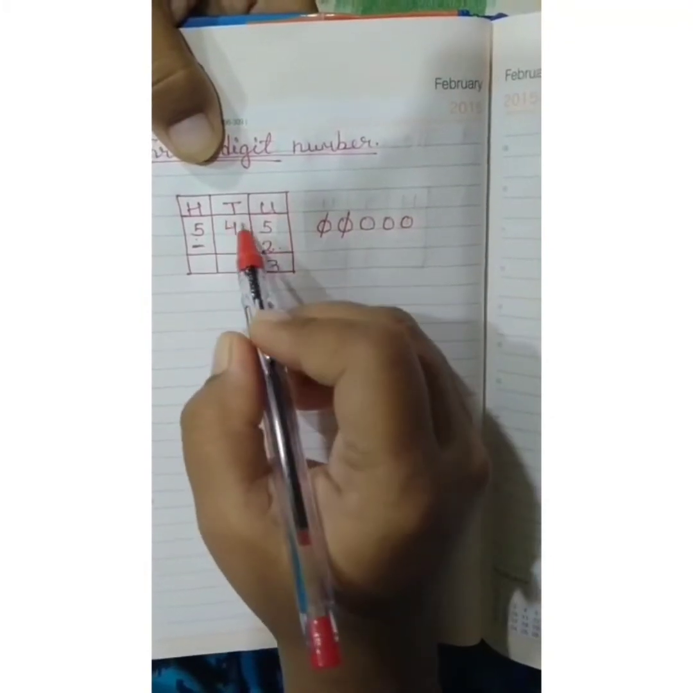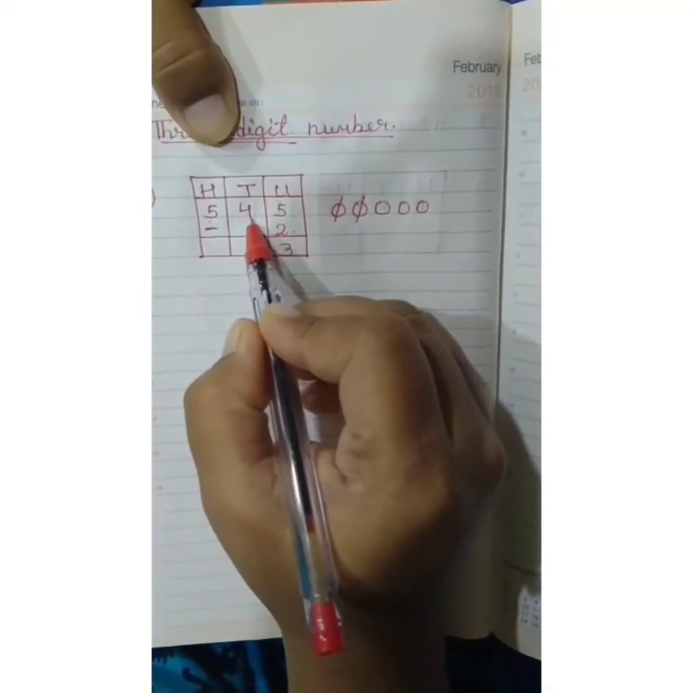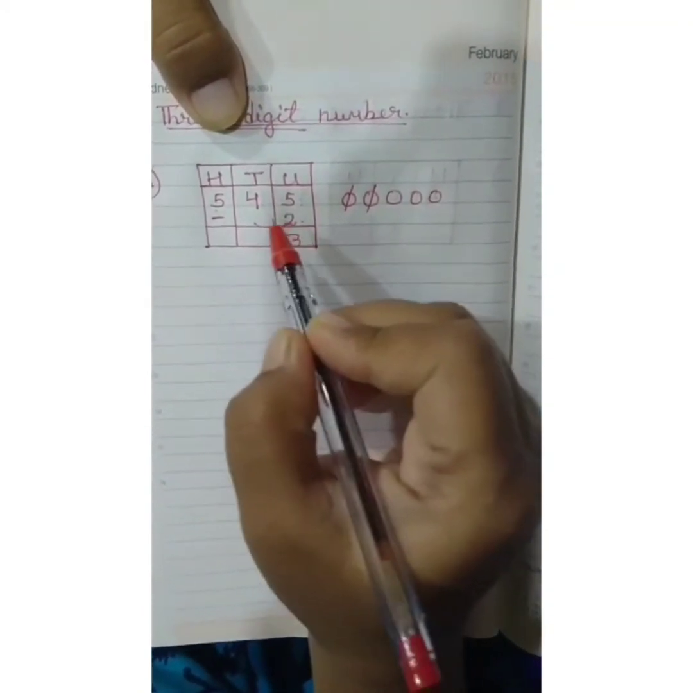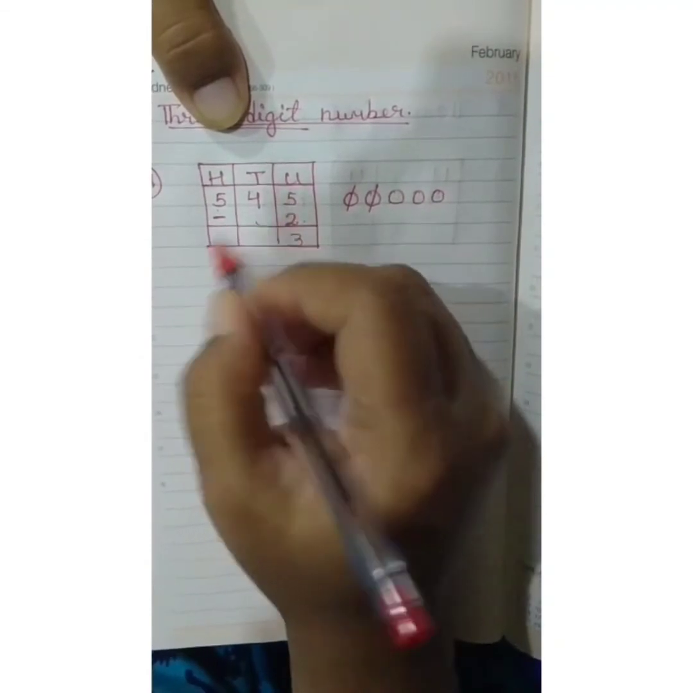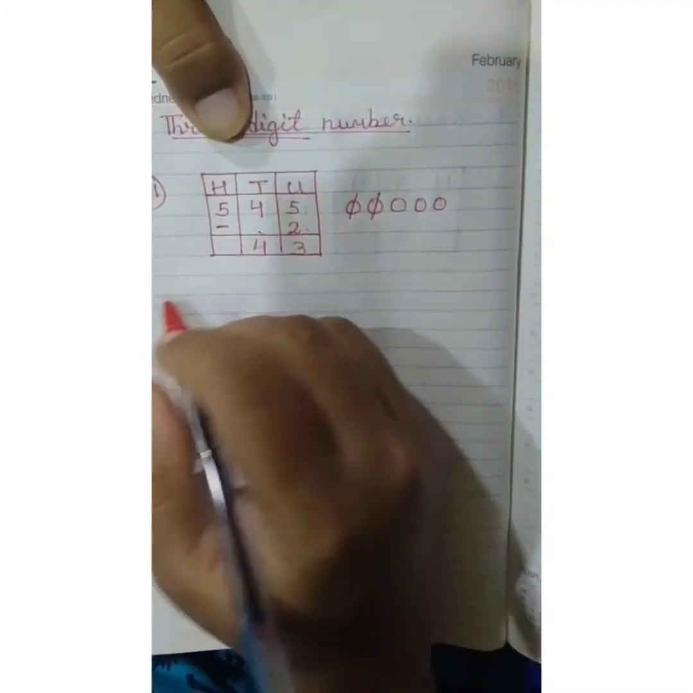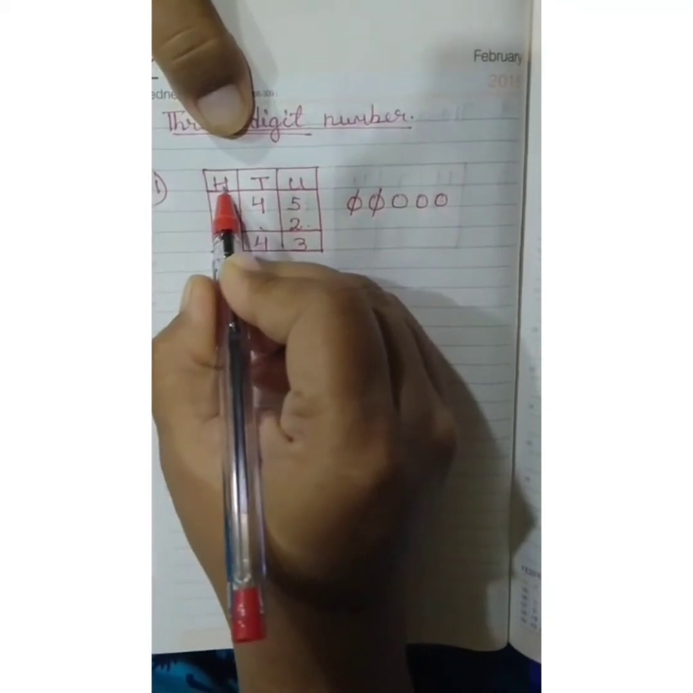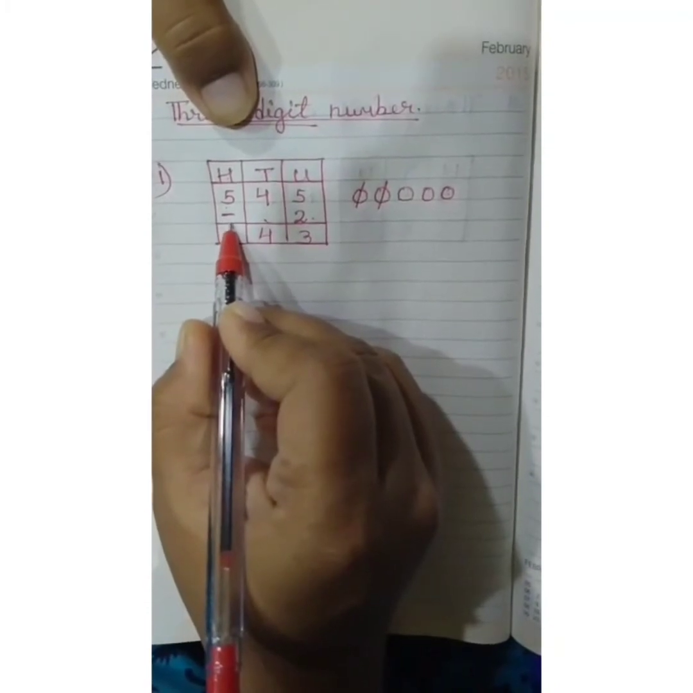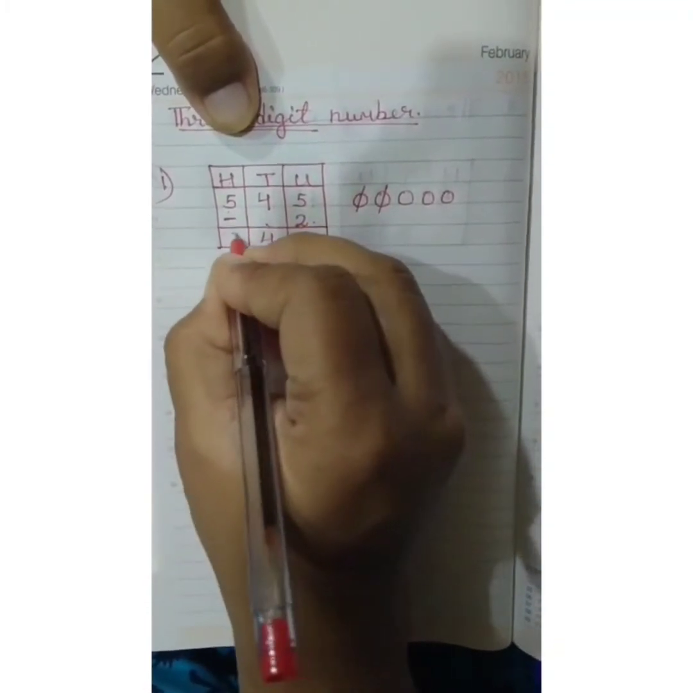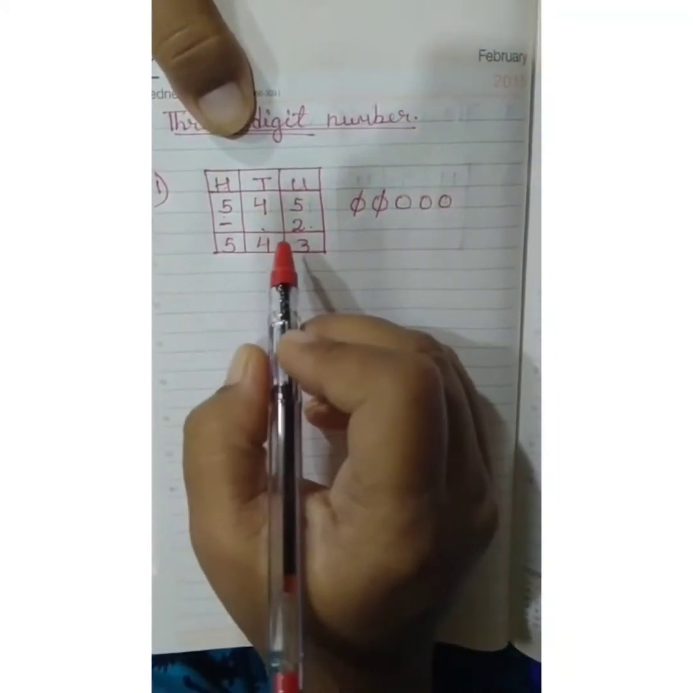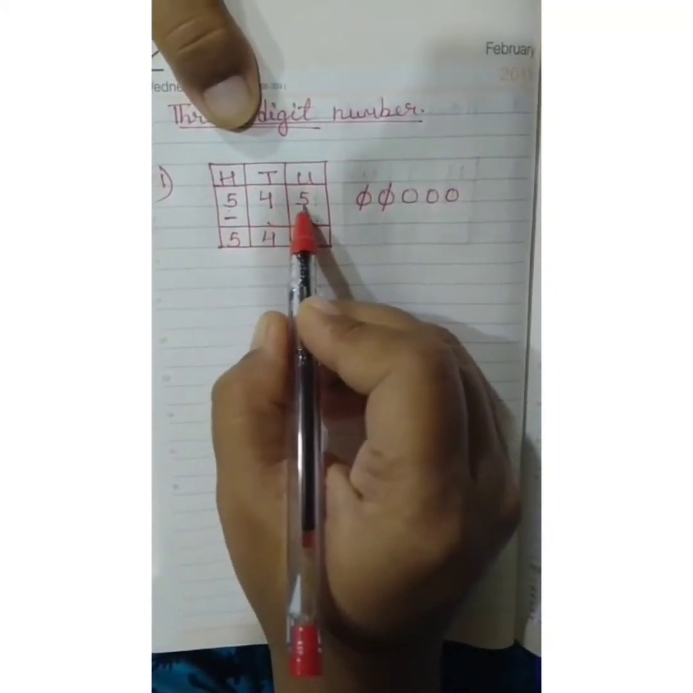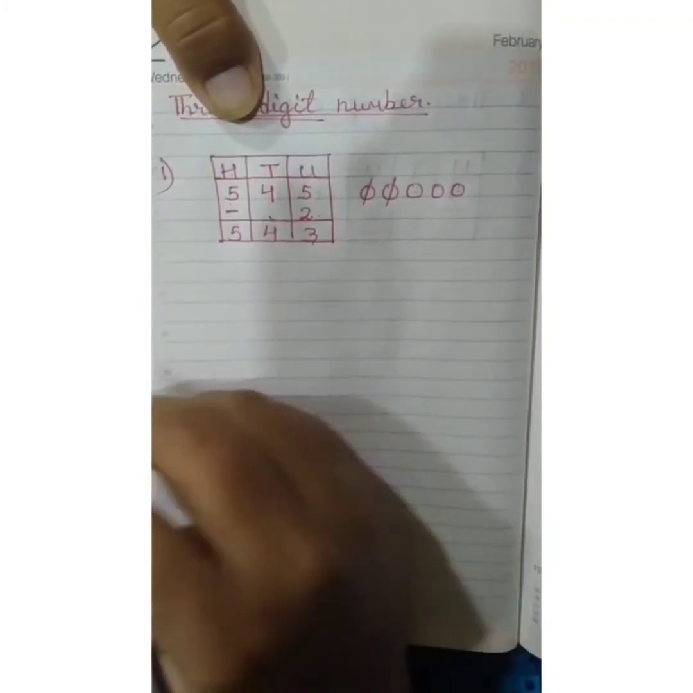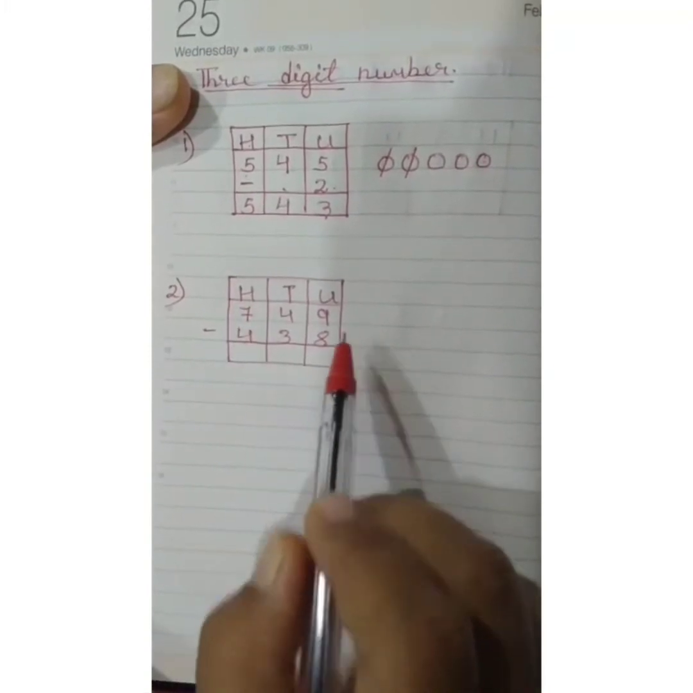Now tens place. What have they given? 4. Have they given any number below 4? No. So there is nothing. So 4 will come. Then next, hundreds place. What have they given? 5. Is there any number given below it? No. So 5 will come. So the answer is 545 minus 2 is 543.